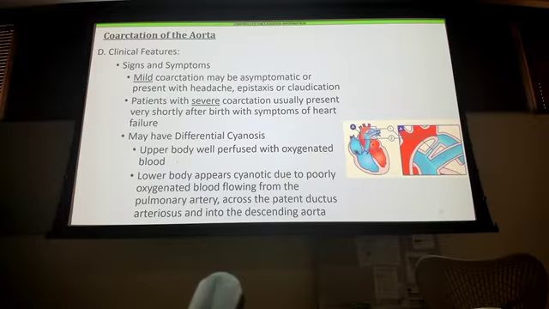So what are we going to see? Well, if you have just a mild coarc, they may be asymptomatic. They may just have things like headaches or bloody noses and those kinds of things. But if it is severe, then they are going to have problems much sooner, and the symptoms are going to be much more severe. And what you might see is the upper body is fine, but the lower body experiences cyanosis because you're not getting blood, or there's a difficult pathway to get blood down to the lower body.